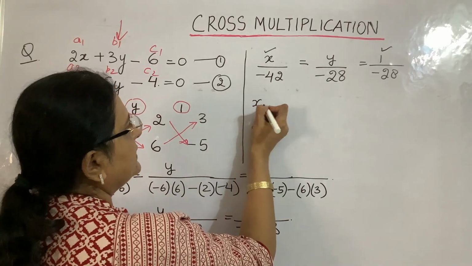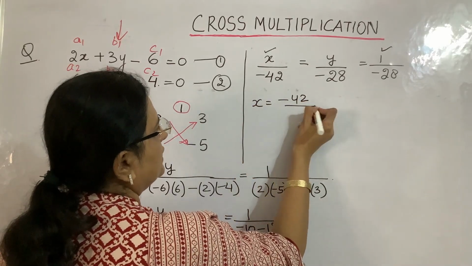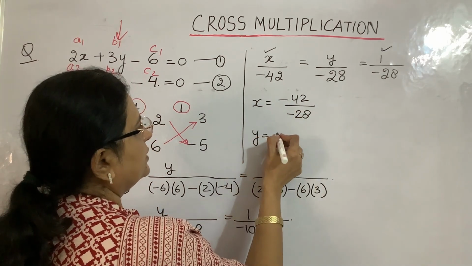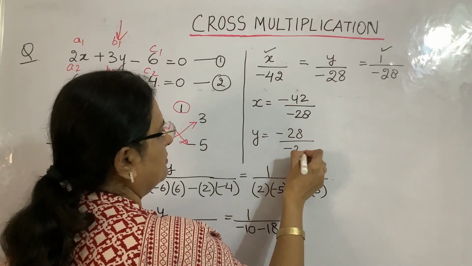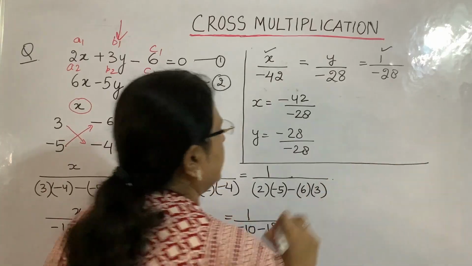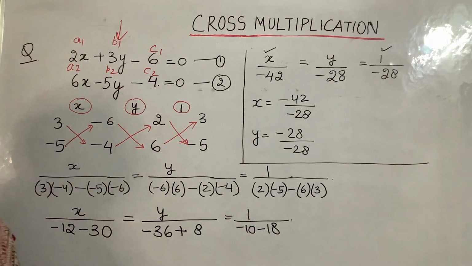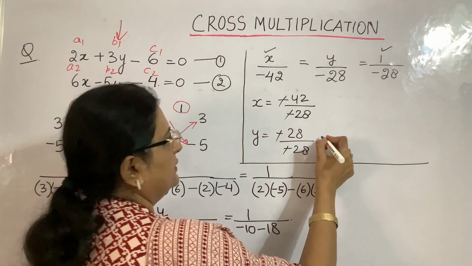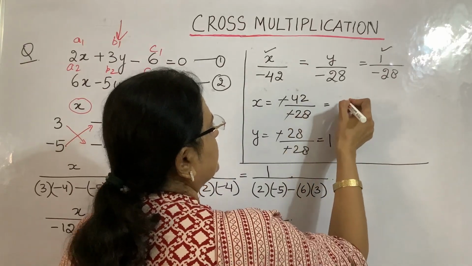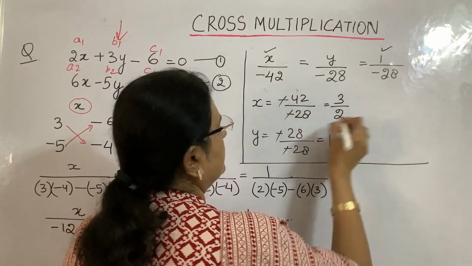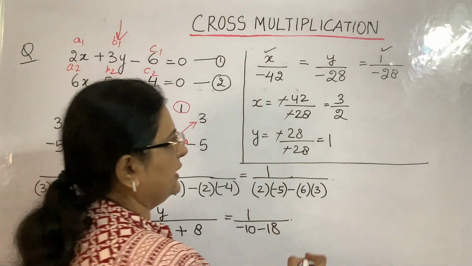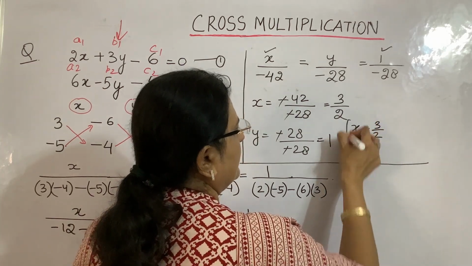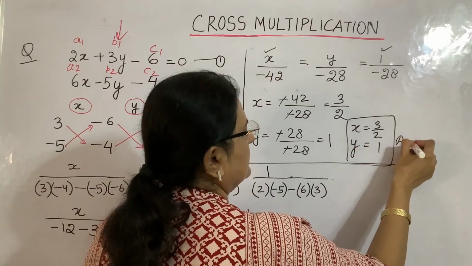So when you compare, you get x will be equal to minus 42 upon minus 28, and then you take the second and the third. So y is equal to minus 28 upon minus 28. Okay. Cancel this out and cancel this out. So this is 1 and this gets cancelled by 14. So you get 3 upon 2. So you can write down the answer as x is equal to 3 upon 2 and y is equal to 1. This is the answer.